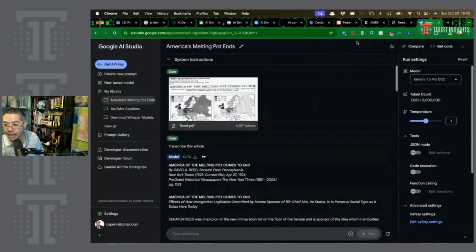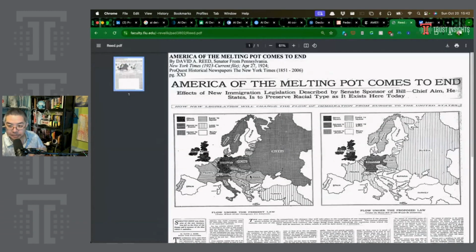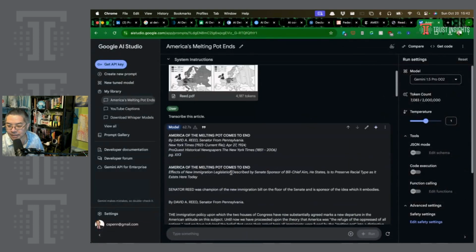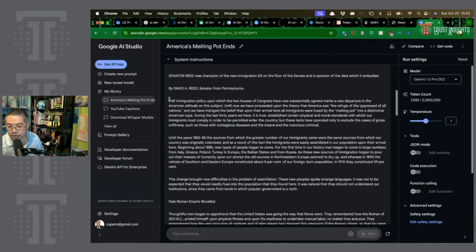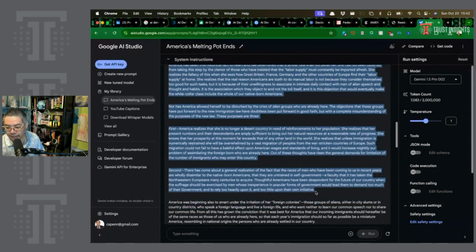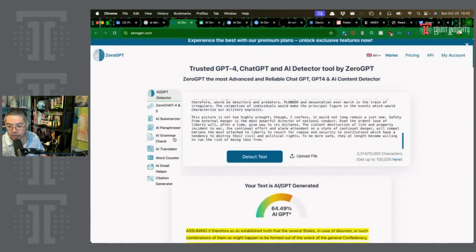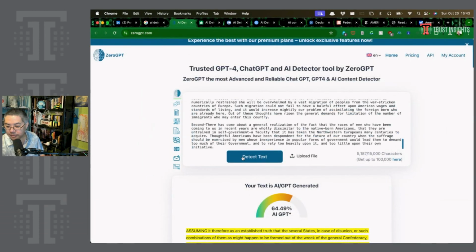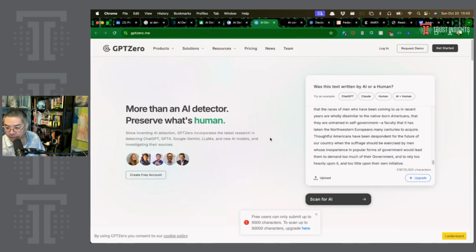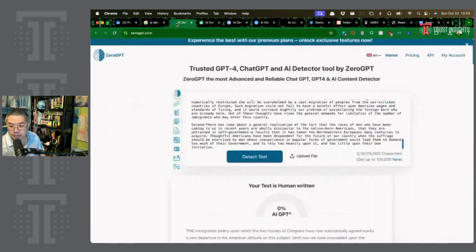This is an op-ed from the New York Times from April 27th, 1924, about immigration legislation. And boy, it's amazing. 100 years ago, we were still talking about the same things. I'm going to take the text of this article, and this is, again, 1924. Let's go ahead and put this in. Oh, can only scan 5,000 characters. That's fine. Let's see how we're doing.